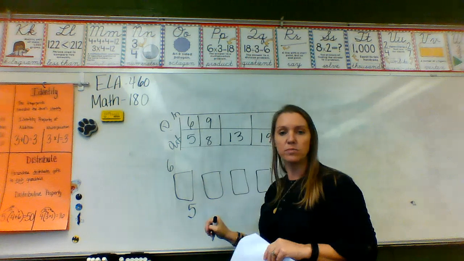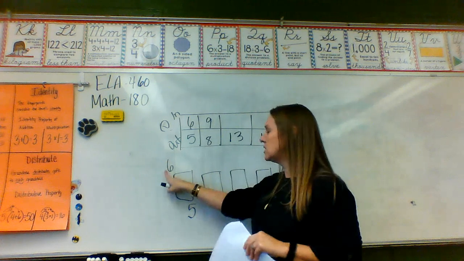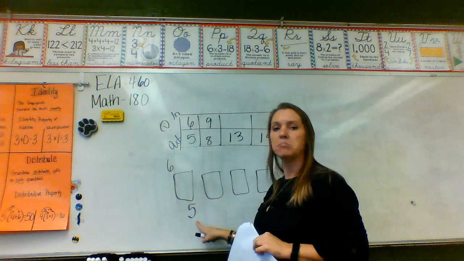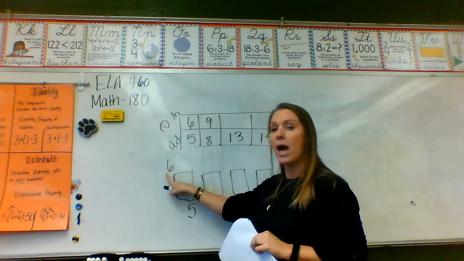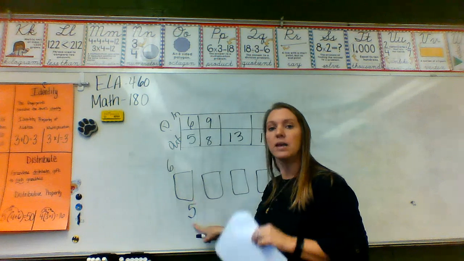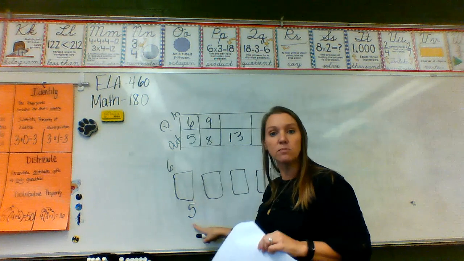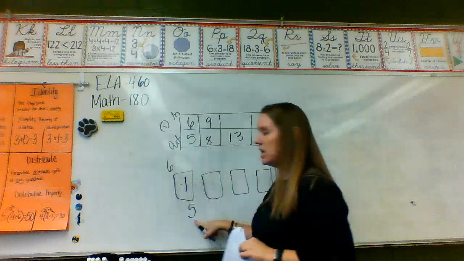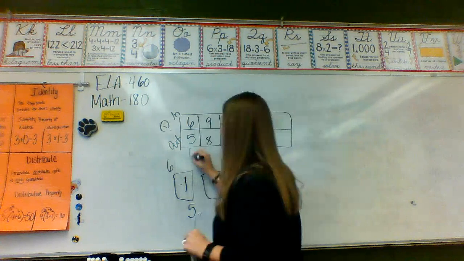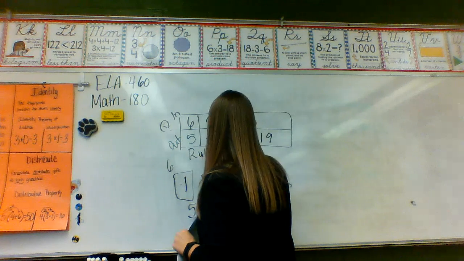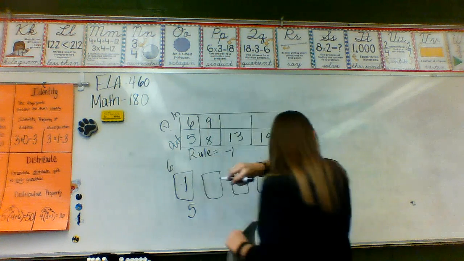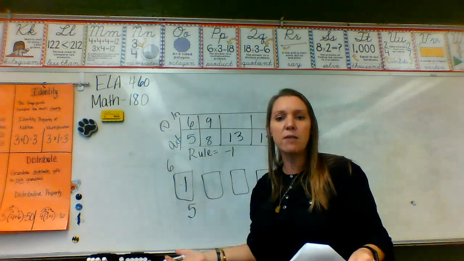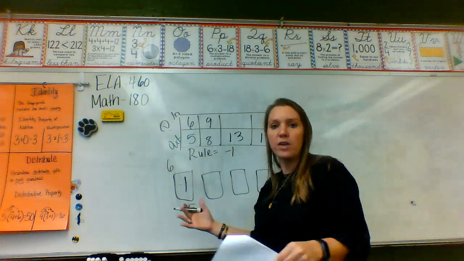5 pops out. Well, can I add something to go from 6 to 5? No. Can I subtract something to go from 6 to 5? Yes. Well, how many would I subtract? 6 minus 1 equals 5. So I'm thinking that my rule is minus 1. Let's see if that same rule works for everything in our box.